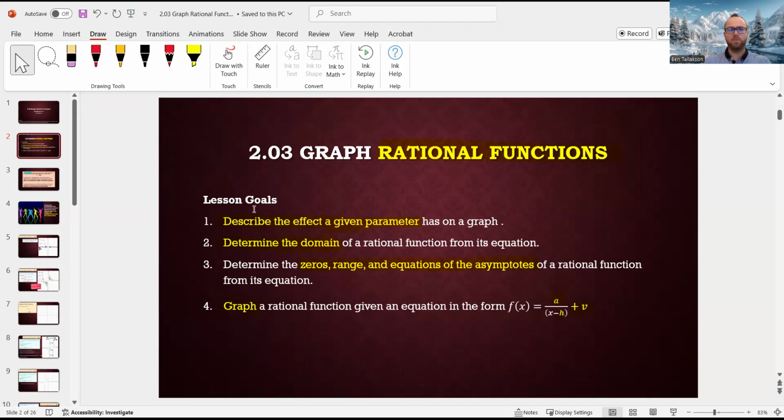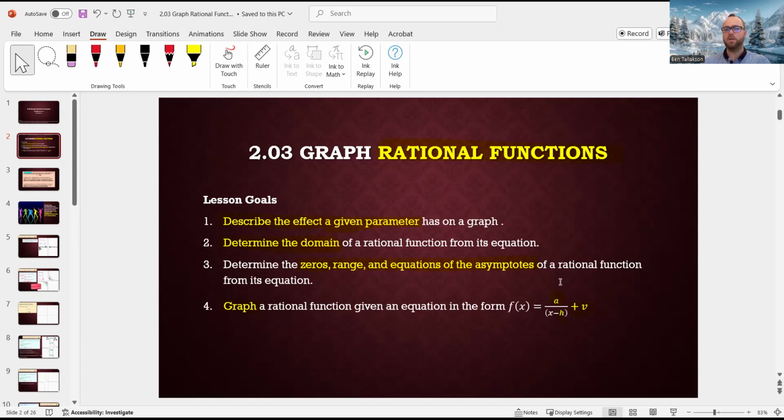with our first goal, describe the effect a given parameter has on the graph. We know that means there are transformations happening. Something will be changing with our graphs. Determine the domain. Okay, you've had some good practice on that as well in 2.02. So you should be set up pretty nicely for that. But we also want to be able to find the zeros, the range, and equations of the asymptotes. And finally, be able to graph these rational functions in an equation in this form.